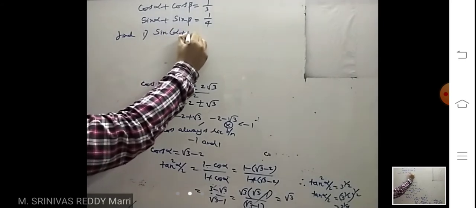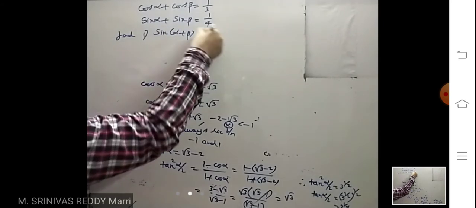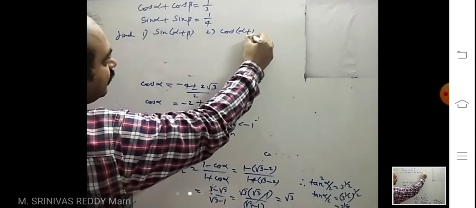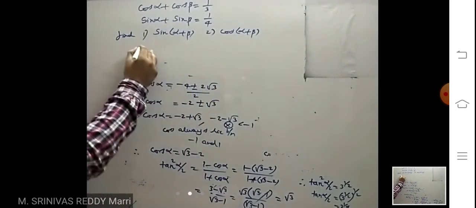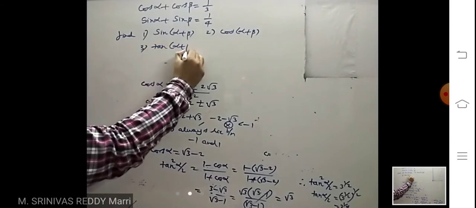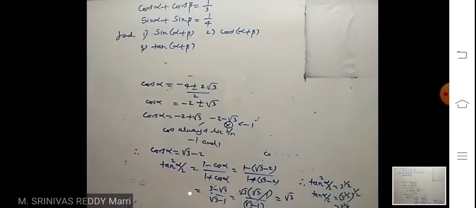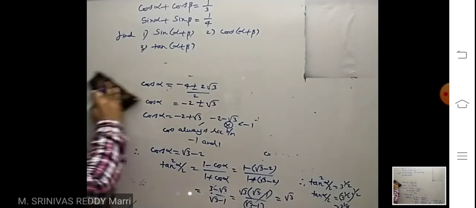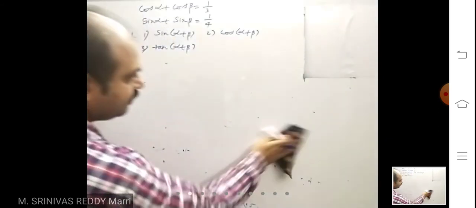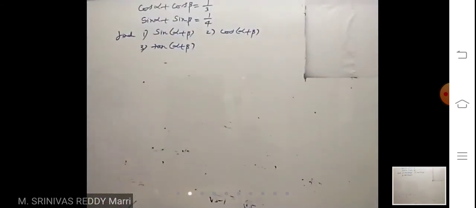Number 1, sin of alpha plus beta. Number 2, cos of alpha plus beta. Number 3, tan of alpha plus beta. Look at another basic model. So now you know the transformation rule.